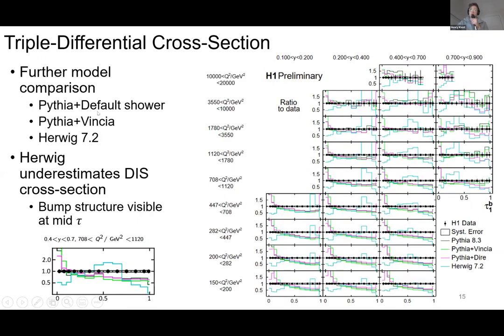To compare to some more models, I have here also Pythia with the default shower, Pythia plus Vincia, and Herwig. Herwig has some strange behavior. It underestimates the DIS cross section, and it also has this bump. So this may be something with this version of Herwig that we're using. We're still ironing that out.